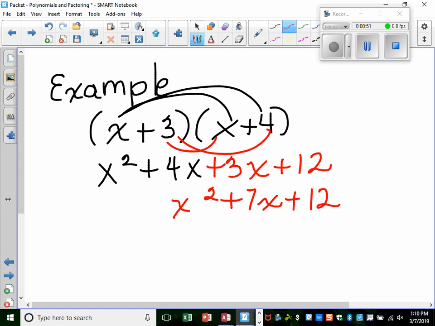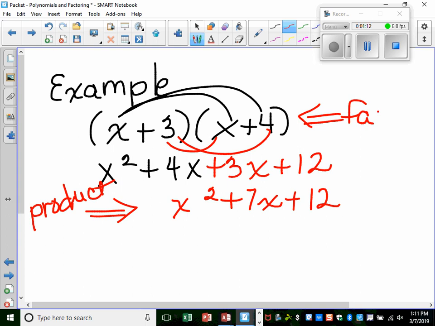So now what you're going to learn today is, because remember, factors are things that you multiply together to get a product. So this was our product right here. That's the product after we multiplied, which came out most of the time to be a trinomial. Now, these are called factors, because we multiplied those factors together to get the product.